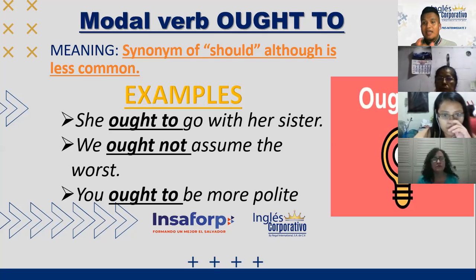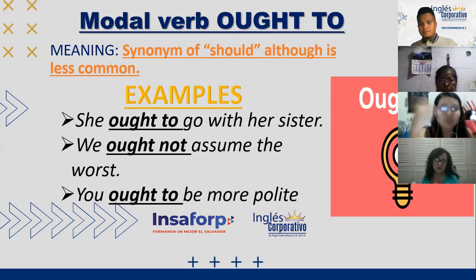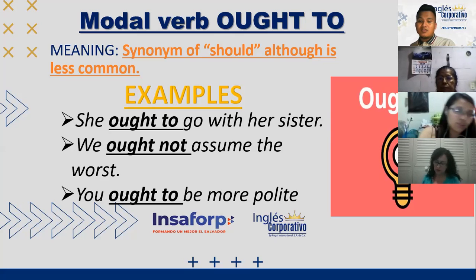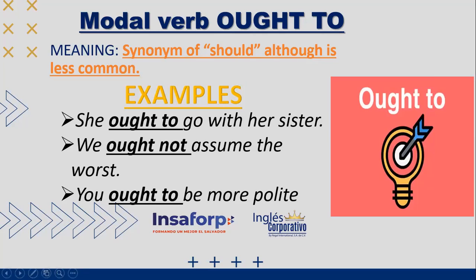And instead of using to, we only put the word not, and it comes automatically in the negative way. So we do not say, we ought to not. We say, we ought not. We ought not assume the worst. Mm-hmm. So any question with this one? No questions, teacher. No questions, perfect.